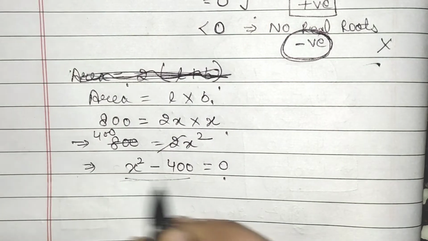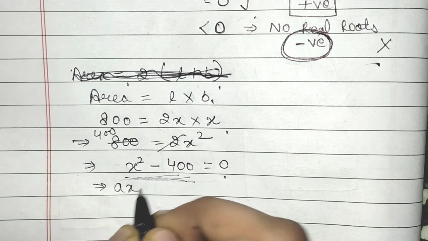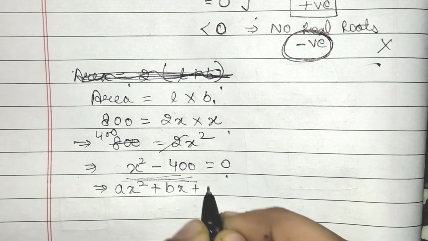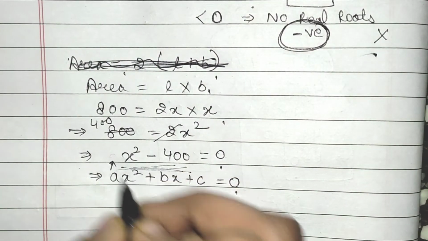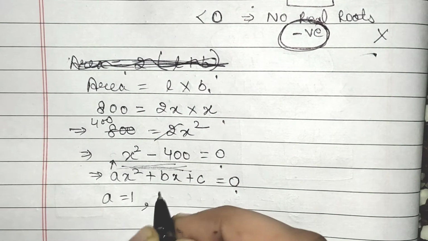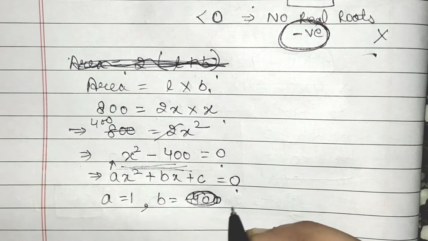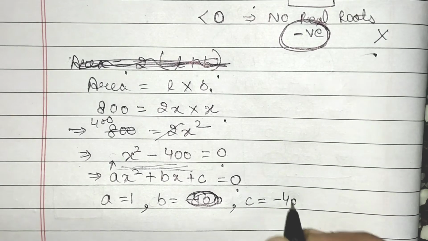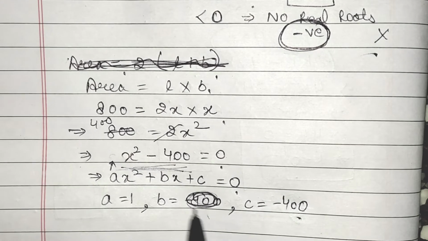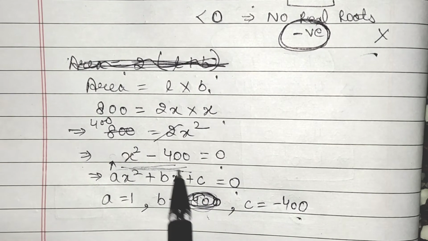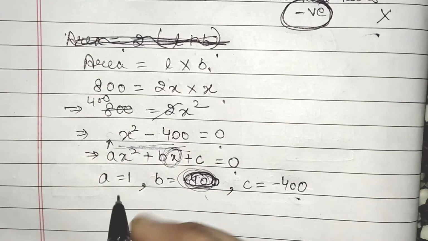So now this is my quadratic equation. To find b square minus 4ac, what do I have to do? I have to compare my given equation with the standard form. So what will I get? a is equal to 1, b is equal to 0, and c is equal to minus 400. Be careful while writing down the coefficients in such equations. You are not having any x term, so your x coefficient will be equal to 0.